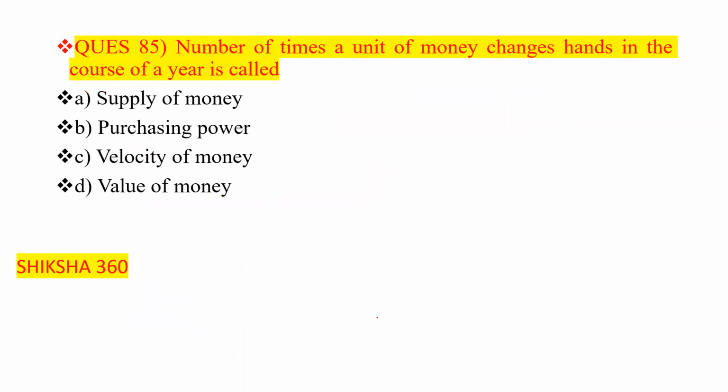Now move to the next question. Question number 85. The number of times a unit of money changes hands in the course of the year. Basically, what is this called? We have already discussed this. That is the number of times the unit of money changes hands in the course of the year.